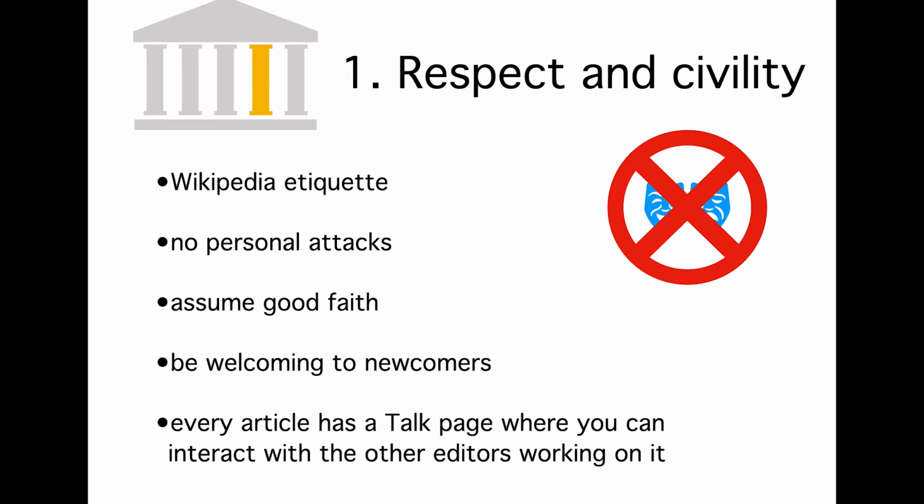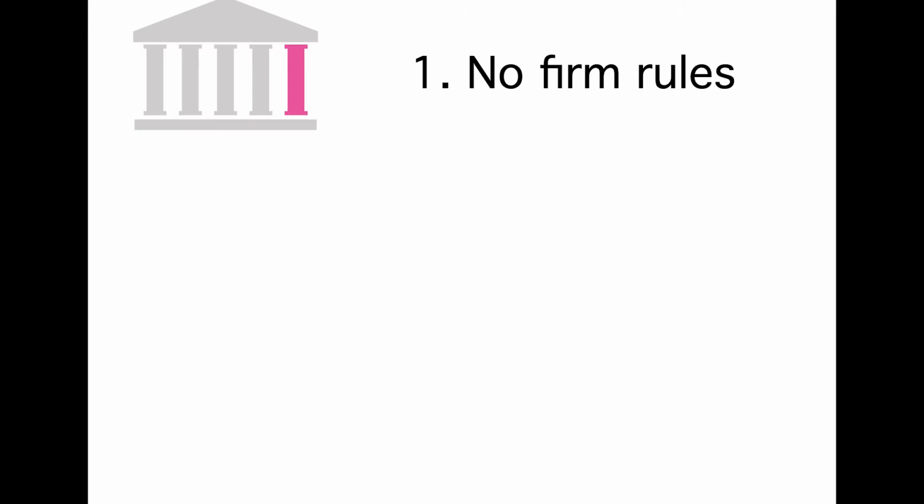So every article has a talk page. I'll show you, and that's where you can interact with the other editors who are working on it. So maybe if someone made an edit that you don't agree with, you can talk to them on the page and say, why did you make that edit? If they removed something you had put in because they didn't think it was relevant, you can say, well, it's relevant. Or if they take down your page because they don't think it's notable, then you can ask why. Yeah, so respect and civility.